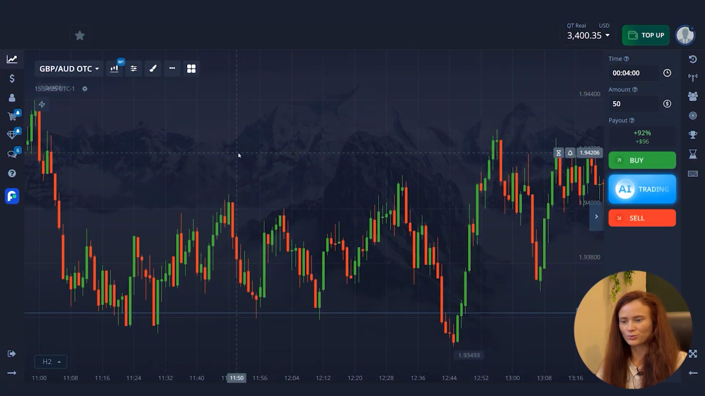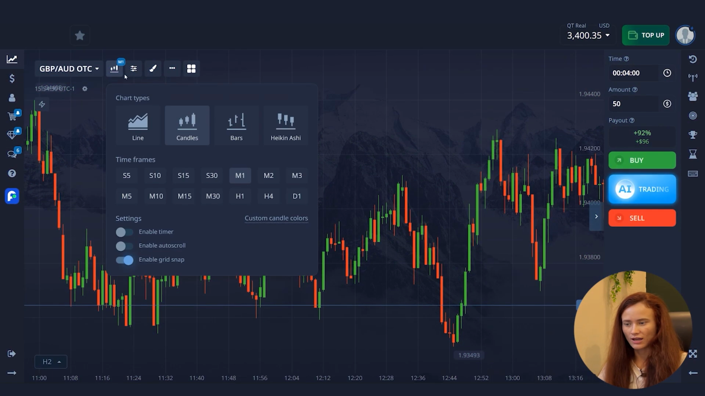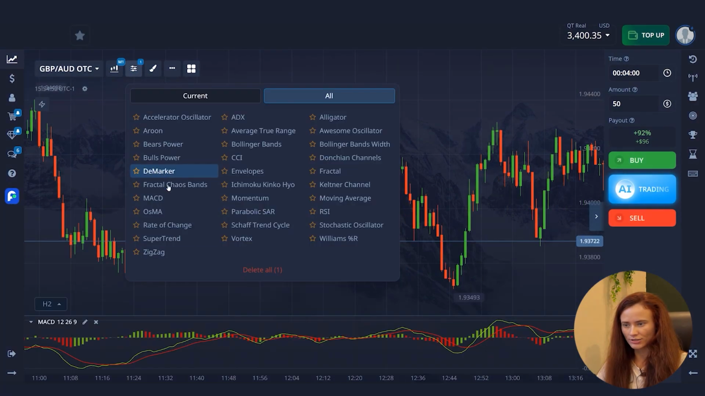Before we start trading, of course, it's important to set up your account correctly. So watch carefully and just repeat my settings. I will use the chart tab. Candle time frame will be 1 minute. And now I need to turn on the indicators, and I will need MACD and Super Trend.